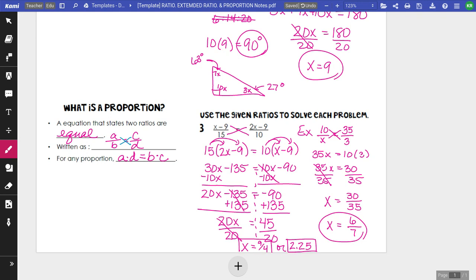Okay, and there's your introduction to ratio and proportions. There is a homework for you to do. It is short, should just take you just a few minutes.